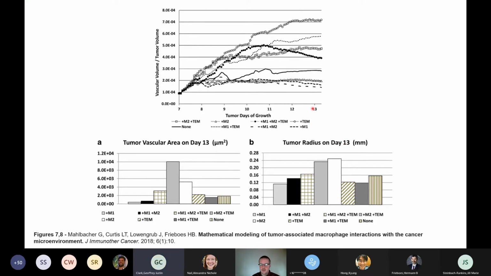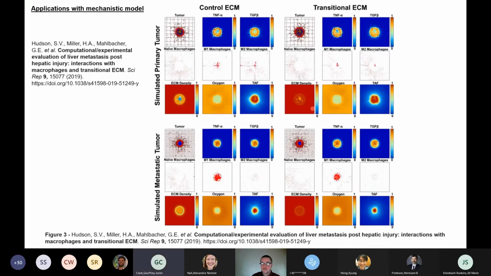Taken together, these results indicate that there is a complex relationship between these macrophage subtypes and very different tumor growth patterns observed with various macrophage populations.